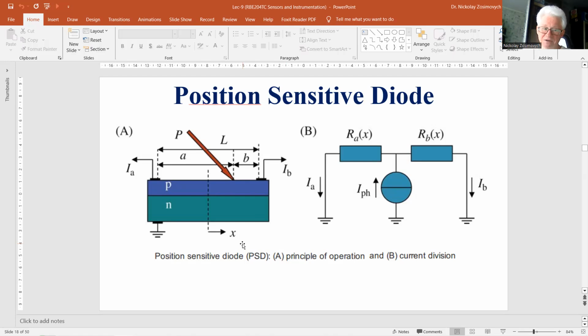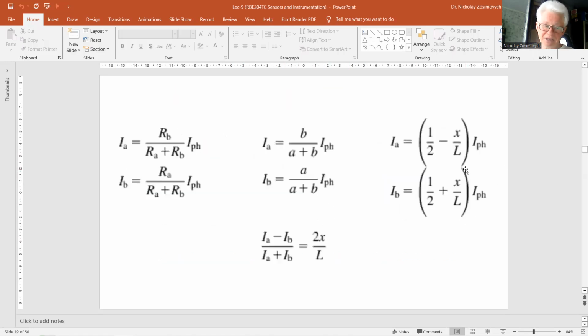So the electrons arriving in the N region flow through the common contact to ground, and the holes in the P layer split up between the two upper contacts, producing two external photocurrents, I sub A and I sub B.